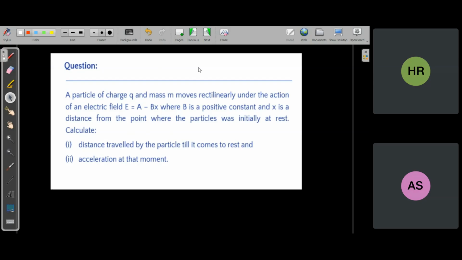So here the electric field is not constant, right? It is constantly varying; that is the only thing. Integration method. Yes sir. So the electrostatic force will vary, so calculus will come, right? Yes sir. Now find the distance traveled by the particle till it comes to rest. So just write the equation. What will you do?